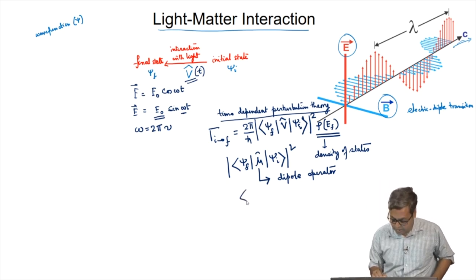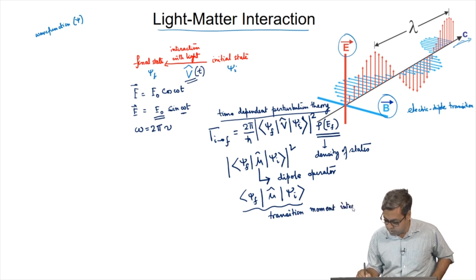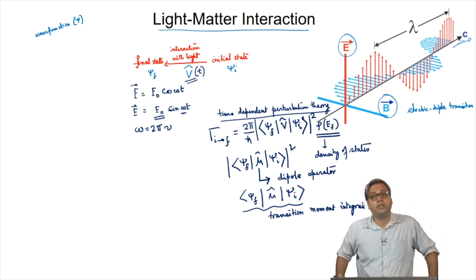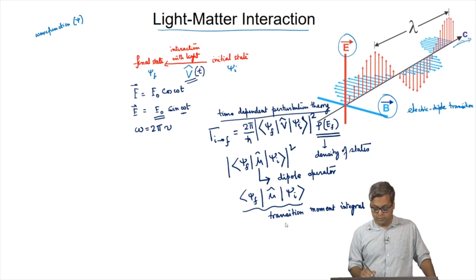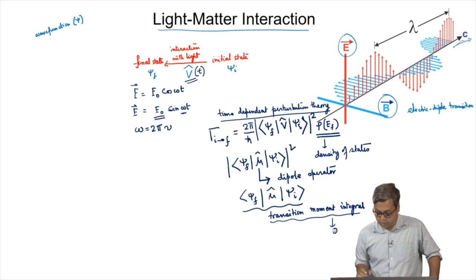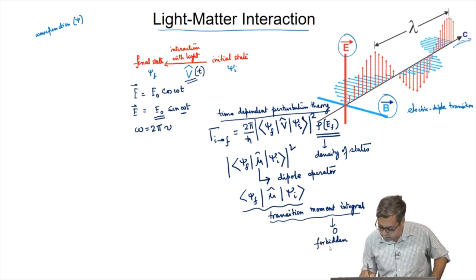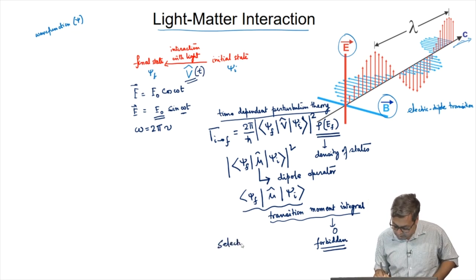Thus, the integral psi_f mu psi_i is often called the transition moment integral. This transition moment integral plays a central role in determining the probability of a transition. In the event that this transition moment integral is 0, the probability of the transition is also 0. Such transitions are said to be forbidden. One can calculate the conditions under which this transition moment integral is 0, and one gets to something known as selection rules for these transitions to occur.